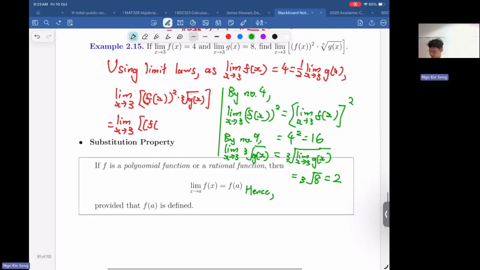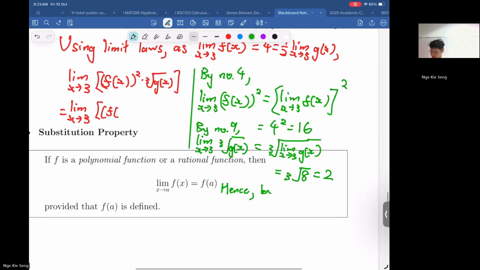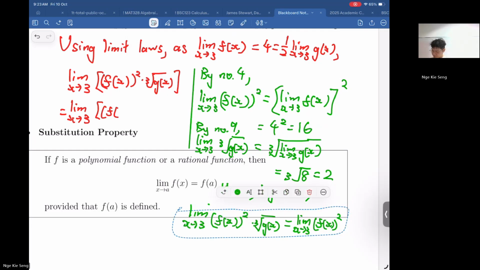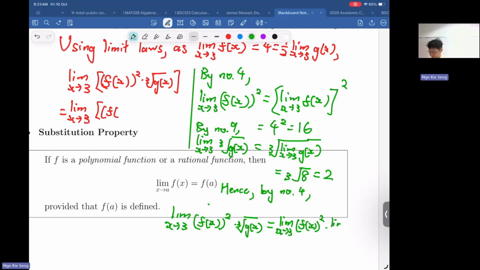Lastly, we are using the product rule again, number 4. The limit as x goes to 3 of f(x) squared times the cube root of g(x) equals, this is just splitting the limit into products, which is 16 times 2.